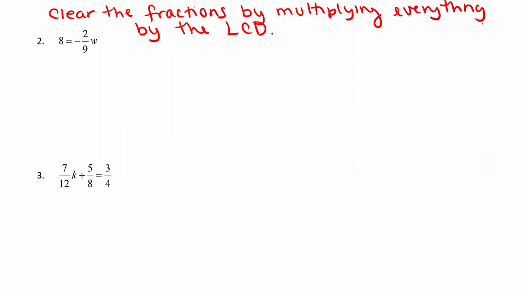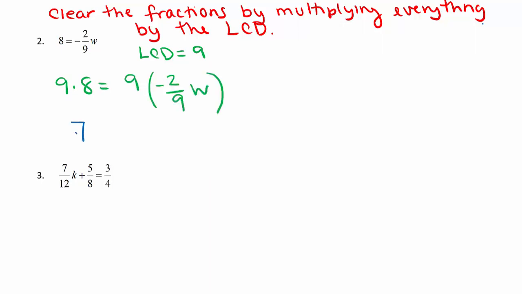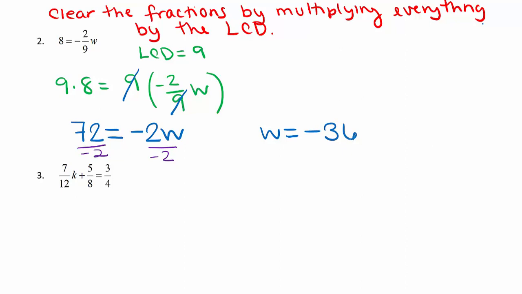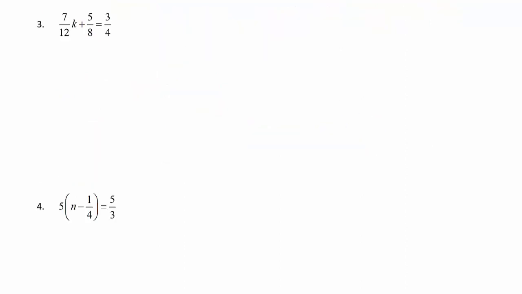So in example 2, there's only one fraction in that problem, so my LCD, or least common denominator, is 9. So I'm going to start this problem by multiplying both sides by 9. On the left-hand side, I get 72. And on the right-hand side, the 9s cancel out, and I'm left with negative 2w. Now I can finish the problem by dividing both sides by negative 2, and so my final answer would be w equals negative 36.